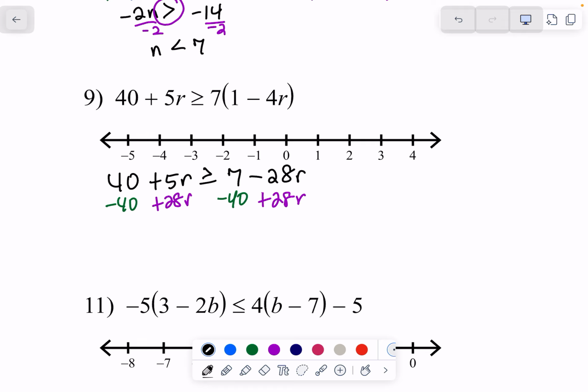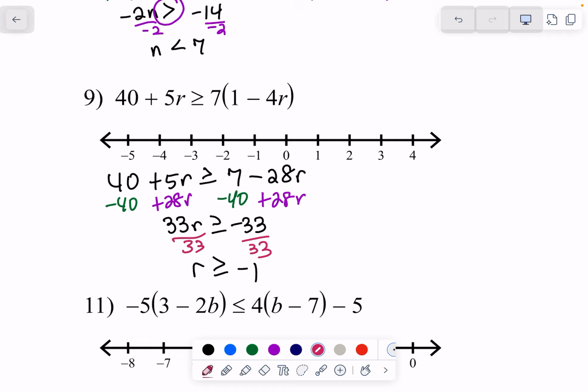Again, there's so many ways to do these. I'm just showing you the way that kind of occurs to me. So we get 33r is greater than or equal to negative 33, which comes out really nice. That kind of gives me a little idea. Oh, they were making these come out to be nice numbers, so I'm good. That's great. Divide off the 33 for an answer that r is greater than or equal to negative 1.